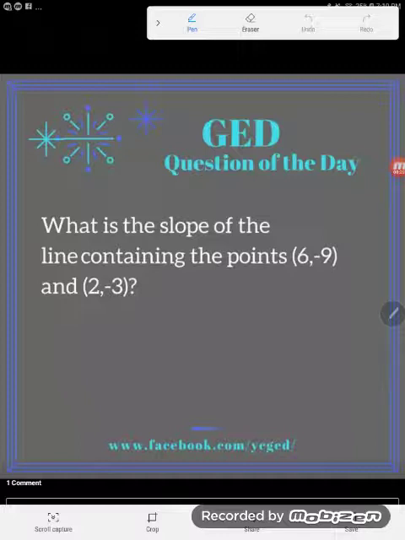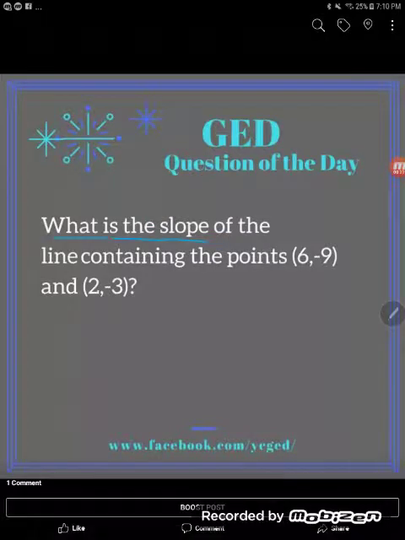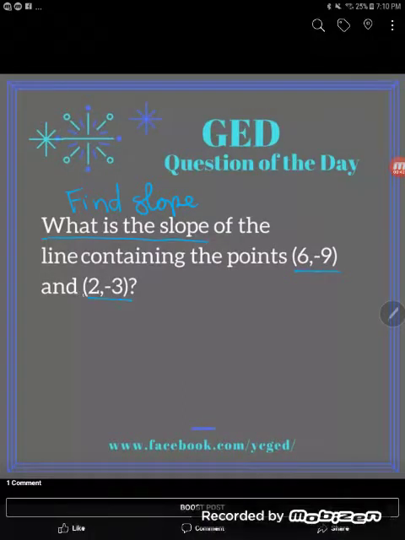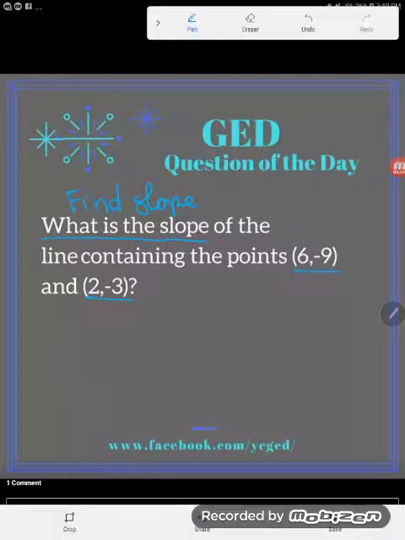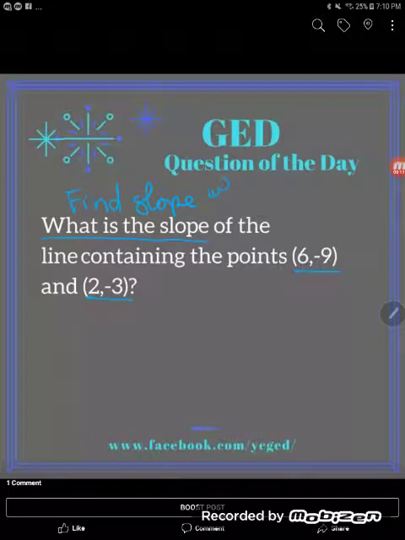So let's take a look at this problem. It says, what is the slope? I've been asked to just find slope. But let's look at what I've been given this time. It says of the line containing the points 6, -9, and 2, -3. Those are 2 points they've been given me. So they're asking me to find slope when given points. If you saw the last video, then you know how to do that. To find slope when given 2 points, you need the slope formula.